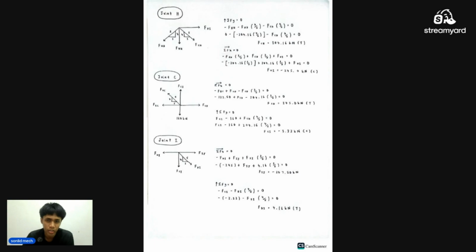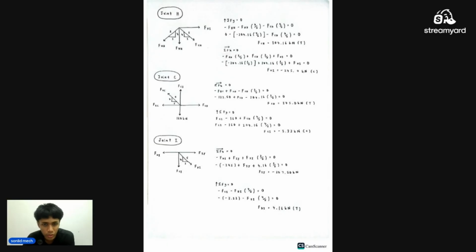Next, we move to the joint H. We can find the value of FCH, which is using the total Fy equals to 0. Insert all the values we got before and we get the value 204.16 kilonewton in tension. And after that, we can find the value of FHI using total Fx equals to 0. Insert all the values we got before and we get FHI equals to negative 245 kilonewton in compression.